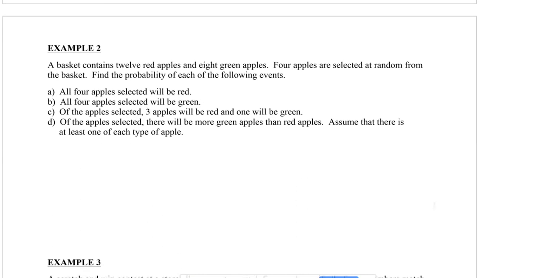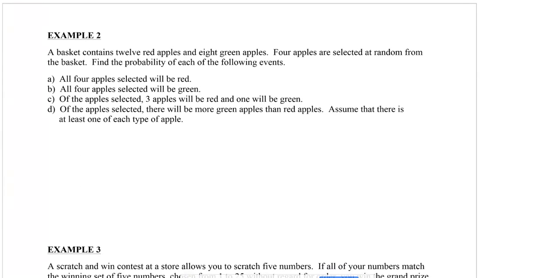is very similar. So a basket contains 12 apples. So right away, I'm going to write in point form on the side of my notes what they're trying to give me. So 12 reds. And then you have 8 greens. And you're going to select four of them. Okay, so you're going to find a probability of each of the following events.